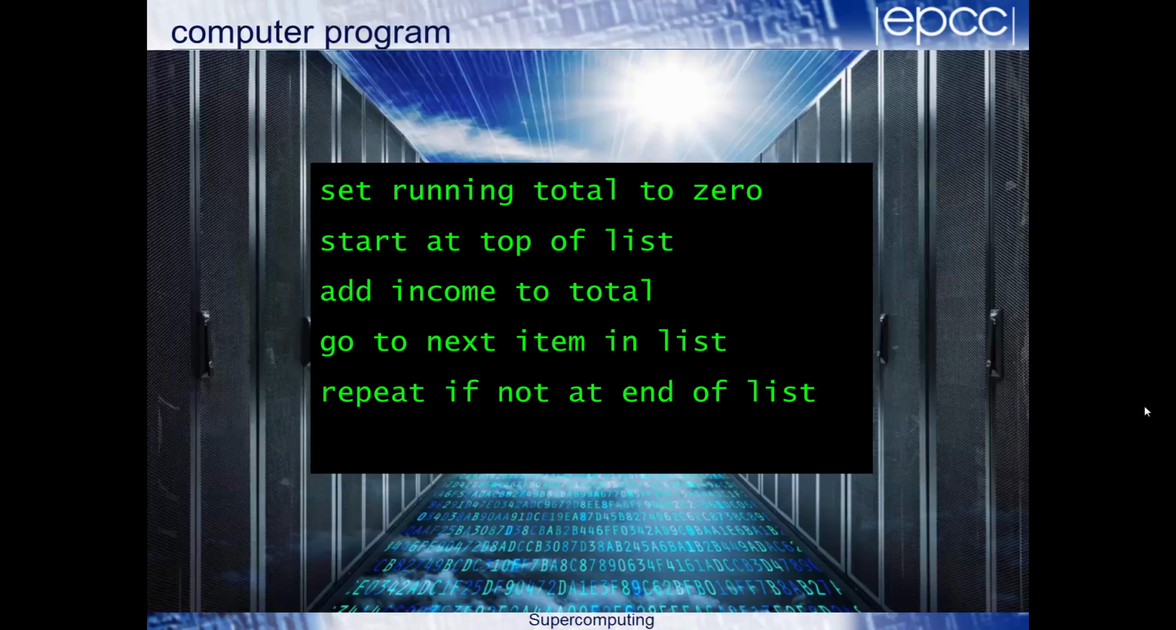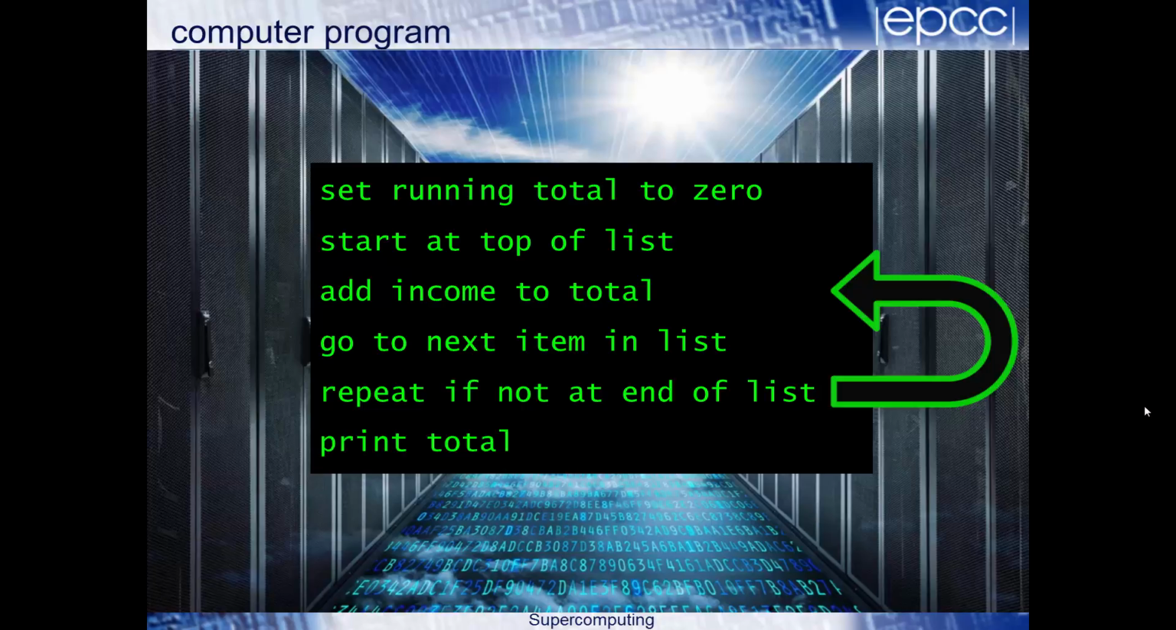So if we're not at the end of the list, not at the 7 billionth entry, we have to go back, add the next income to the total, go to the next item, and then keep repeating. So we repeat these 3 individual steps 7 billion times. And once we've finished at the end, we can print the total out.